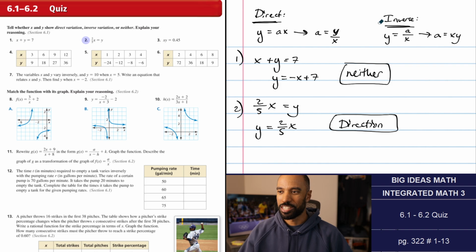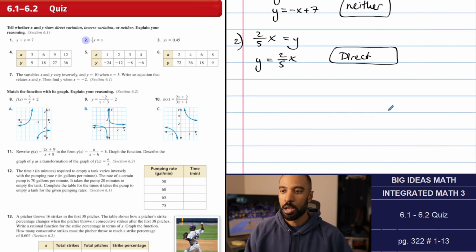Direction. Direction is a hybrid of direct and variation. There we go. Direct V.